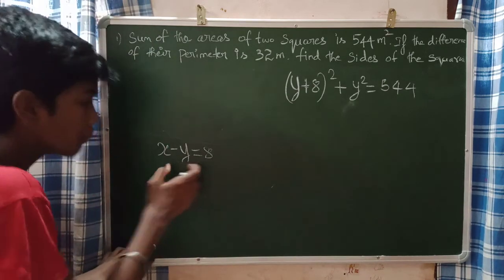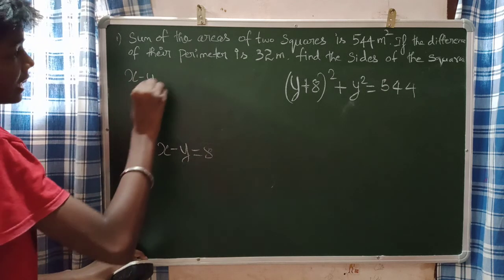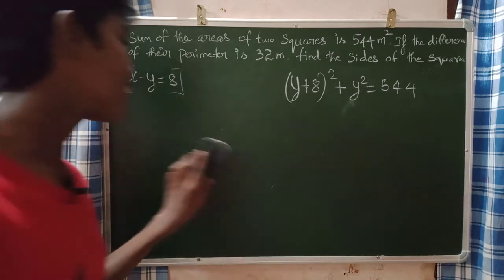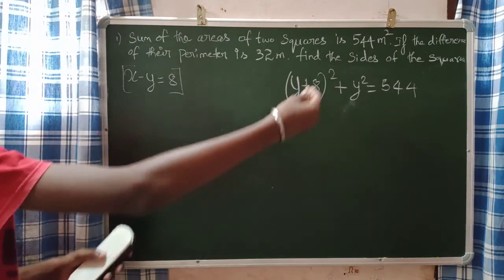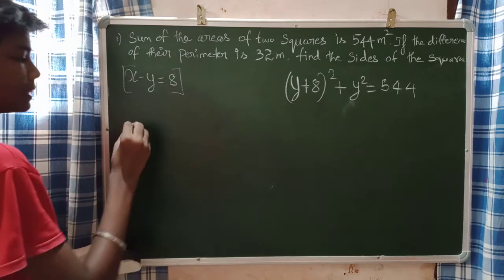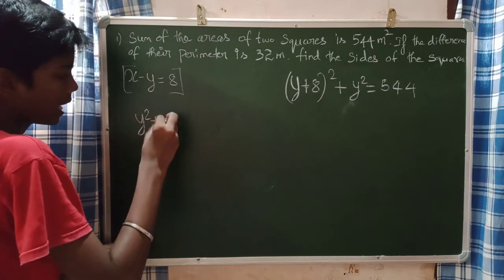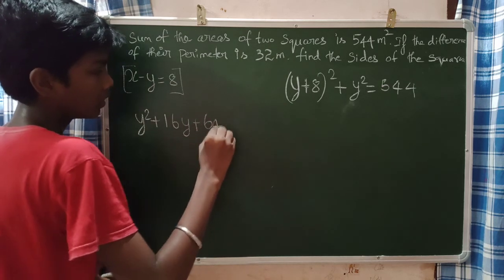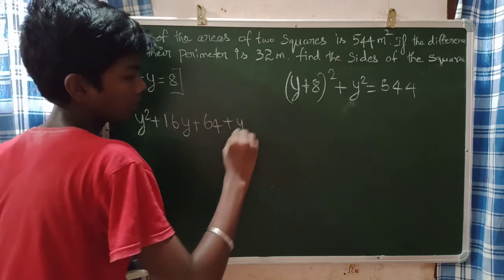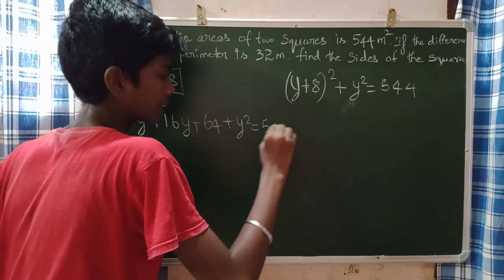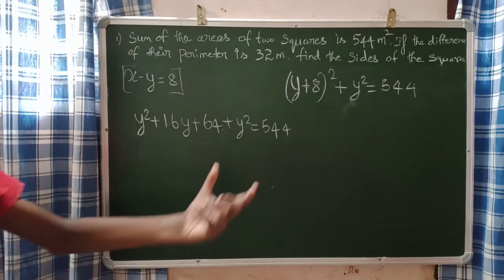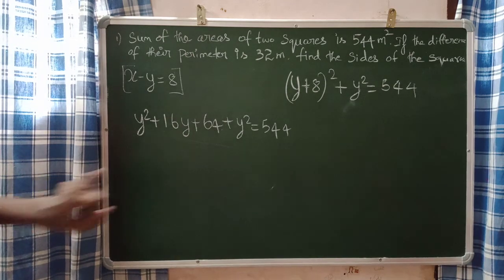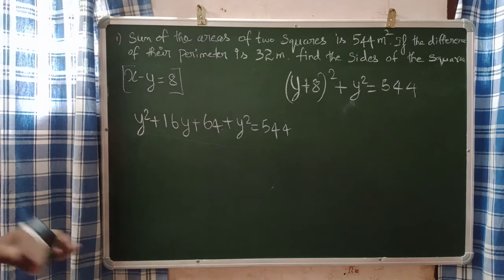Now, this equation is important: x minus y is equal to 8. This equation is important at last to find the value of x, okay? Now guys, just try to solve this particular equation using the a plus b whole square formula. So y plus 8 whole square will be y square plus 16y plus 64, plus y square, equal to 544. Correct? I solved y plus 8 whole square using the a plus b whole square formula, that is a square plus 2ab plus b square, plus y square, equal to 544.